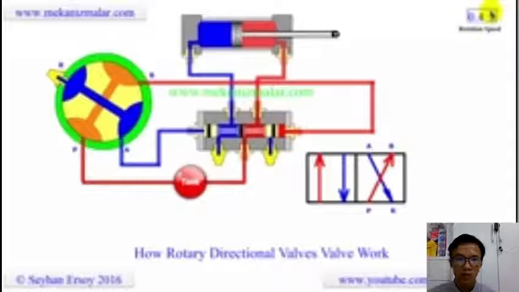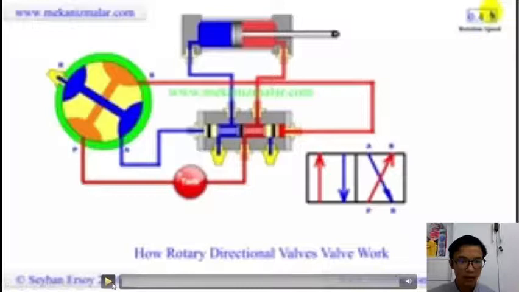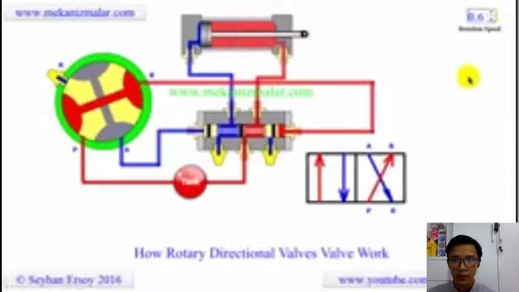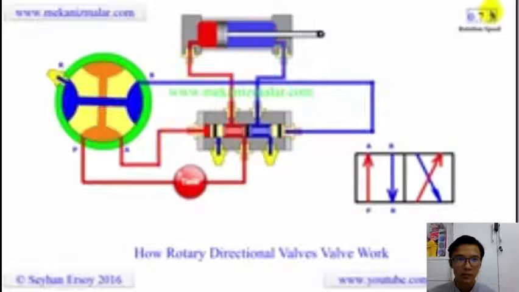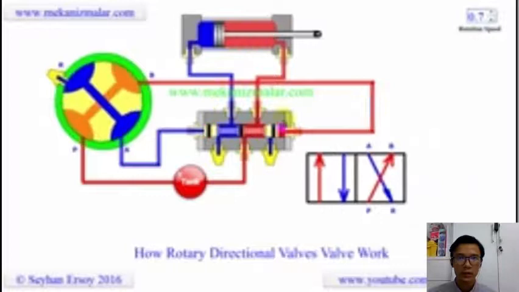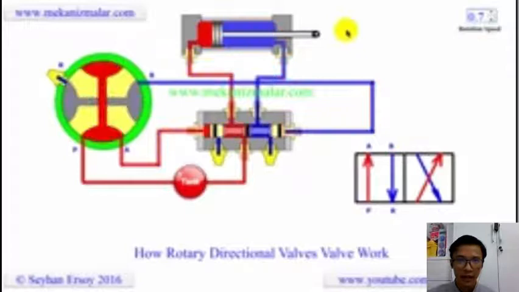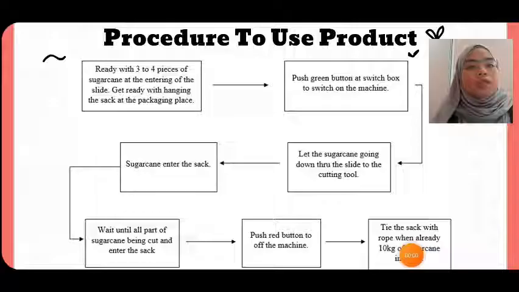Next, I will show you the system that will apply to our ECC machine. This is the machine where we are using the rotary directional valve. This is a pneumatic system. As you can see in the picture, we can always adjust our speed using the button, and that is how our pneumatic cylinder retracts and does the cutting work. So that's all for me. Thank you.